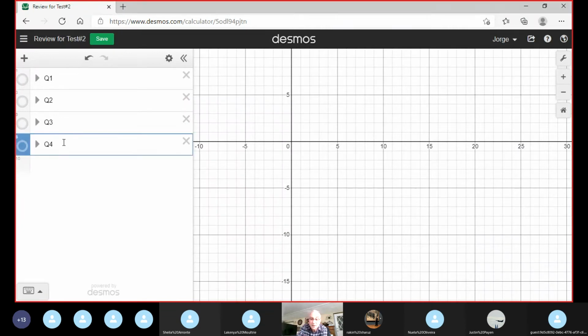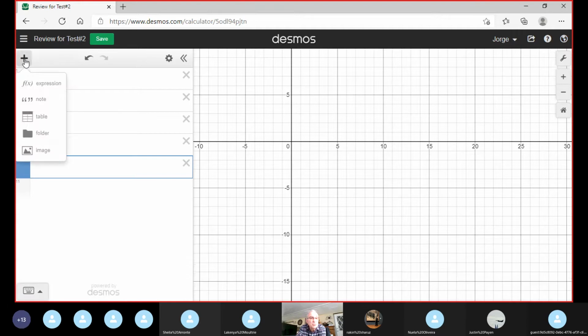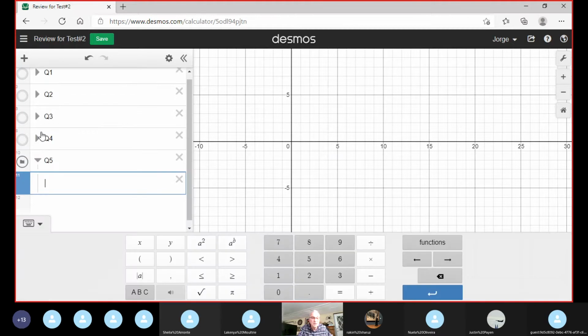And for question 5, I create another folder. This is a totally independent folder. How do you create the folder? Click the plus, select folder, and put whatever name you want, question 5. Inside question 5, you type in the inequality.